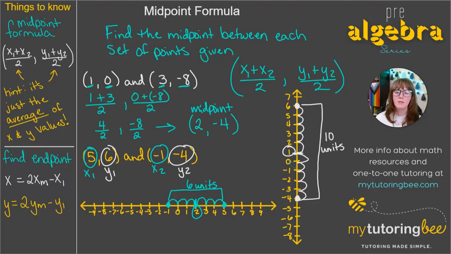So now let's put this all together with our formula. Remember, our x's were 5 and negative 1. So 5 plus negative 1 divided by 2. 5 plus negative 1 is 4. 4 divided by 2 is 2. And then for our y values, 6 and negative 4, we've got 6 plus negative 4 divided by 2. 6 plus negative 4 gives us positive 2. 2 divided by 2 is 1. Trying to squeeze everything in here. So we do get the midpoint of 2, 1 for these 2 particular points.